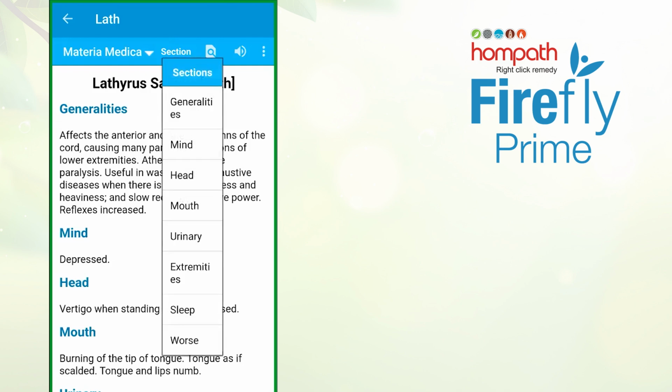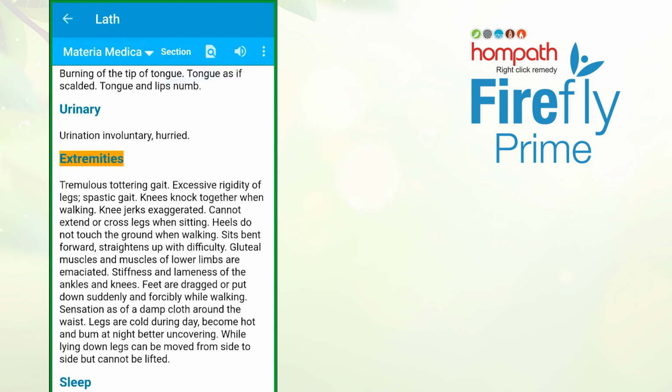You can even go to a specific section that you're looking for. Say for example, I want to look at extremities. You can see how easily you are going to the remedy. In this, I have a mention of gait which reads tremulous tottering gait. So this way, my friends, you can read one by one from all the remedies in this book.